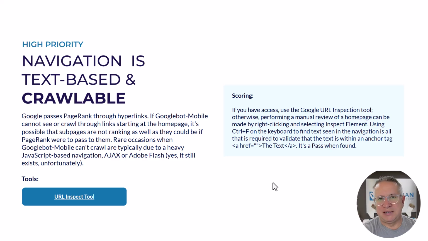Navigation should be text-based. Don't use images as your primary navigation, and where you can, avoid using things like JavaScript or any sort of programming that doesn't allow a search engine to be able to see the text and to see an href anchor tag. Right? If it doesn't say href equals and some sort of a URL, it's not likely search engines will be able to crawl and pass PageRank or voting power through that URL.